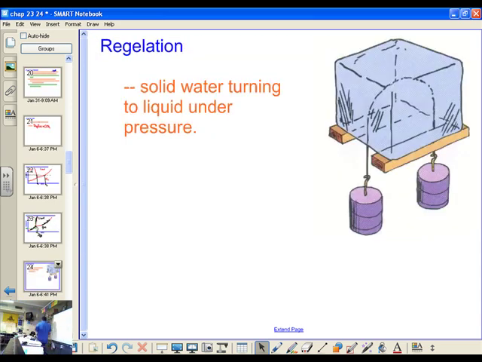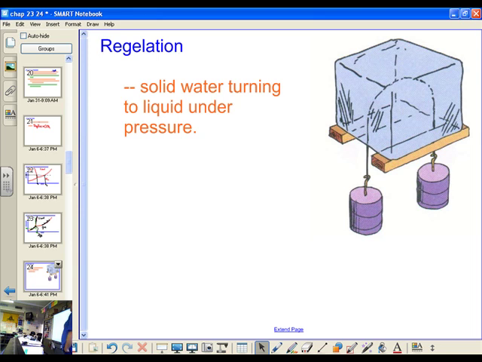But this allows something called regelation. By the way, this word I've seen pronounced both ways. In English it should be pronounced with a J sound because of the E; usually a G followed by an E is a J sound. But I've also heard it pronounced with a hard G. I've heard both, and I think the dictionary, I've looked it up, has both in it. But this is solid water turning to liquid under pressure.